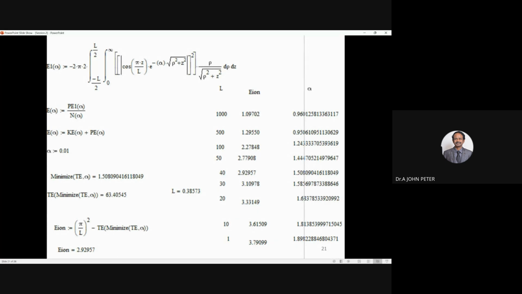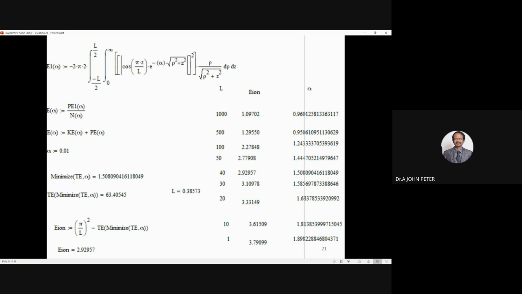Minimize, you just give the command, and that will give you the answer as 1.5. See, look at the seed value alpha. Earlier I gave 0.01, can you remember? Now here also I have given 0.01. Suppose if the answer doesn't come, you just change the seed value to 0.001 or 0.00001. You will get the answer, no worries. So the total energy we have obtained as 63.40.